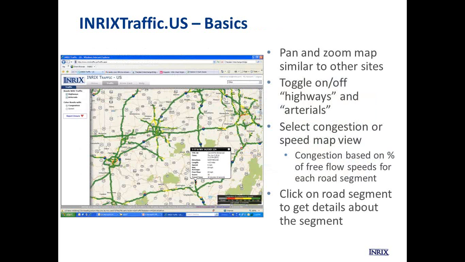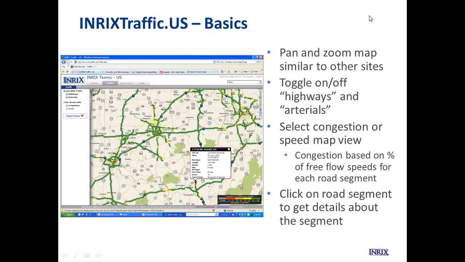The basics of the site: it's very familiar and easy to use, with the familiar controls that you're used to seeing on most internet sites, with pan and zoom functionality. You can toggle on and off highways and arterials to more easily drill down. You can select whether you want to see a congestion view, colors that folks are typically used to looking at for traffic flow. But you can also select a speed view, where the legend converts to miles per hour in different speed ranges. So you can actually see what the running speed is on every segment of roadway.